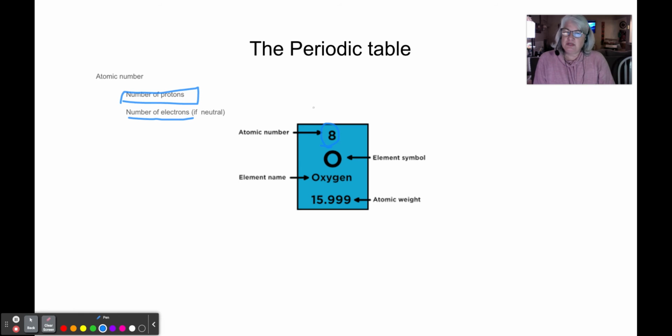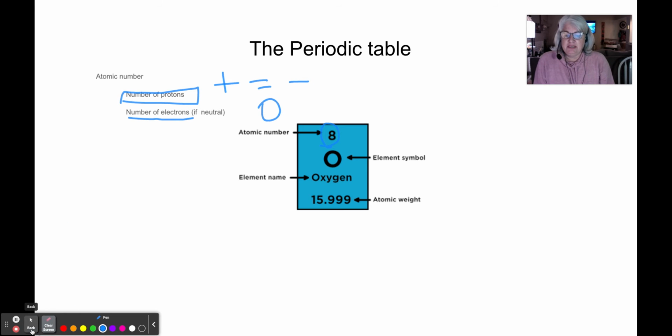Now, in this class, we're not going to really get into too much about ions. We're going to talk about them a little bit. Ions are atoms that have charges. For the most part, if I don't see anything, consider that it is neutral. Anything off the periodic table, we're going to assume is neutral, which means the number of protons equals the number of electrons. Therefore, you have a neutral atom.